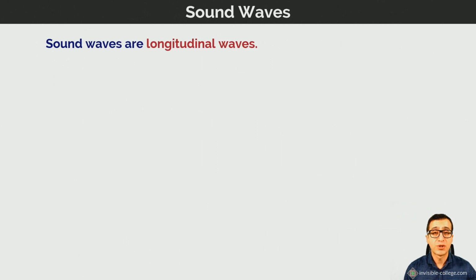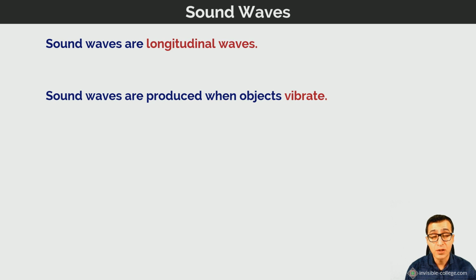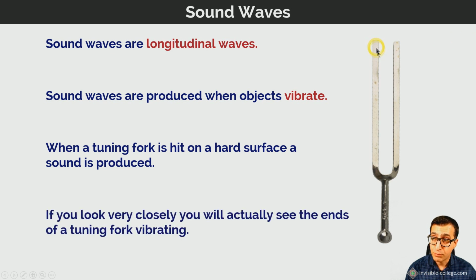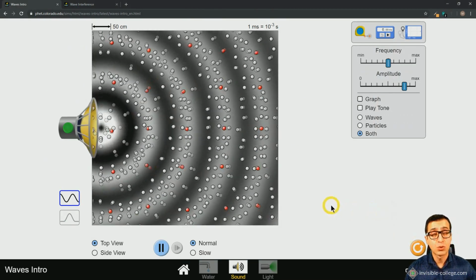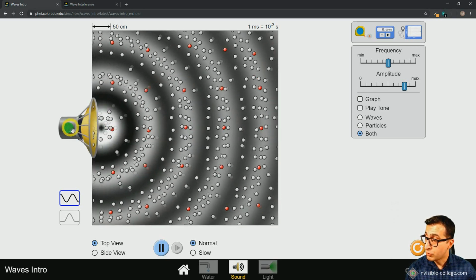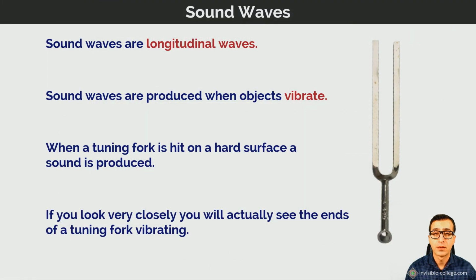So sound waves are longitudinal waves, and they're generally produced when objects vibrate in any kind of physical medium, whether it's a solid, a liquid, or a gas. So if you hit a tuning fork on a hard surface, you produce a sound, and the reason for this is the rapid vibration of the prongs of the tuning fork, which then set the molecules of air around them into vibration, very similarly to the way in which the loudspeaker cone, or indeed your vocal cords, set the molecules of air around them into vibration as they move backwards and forwards like this.